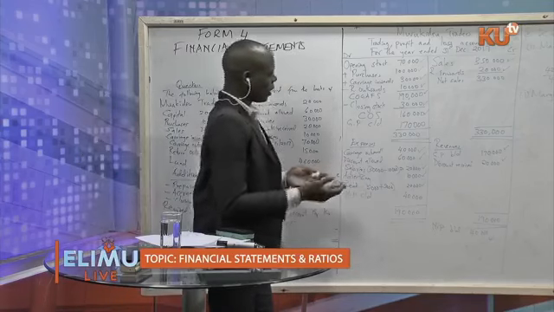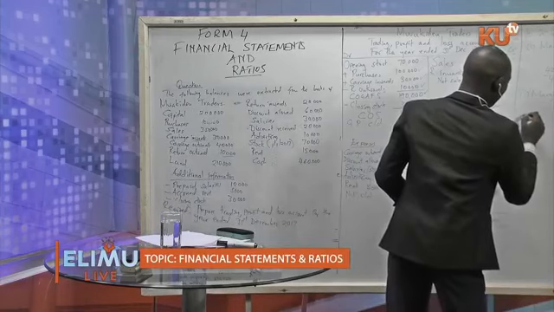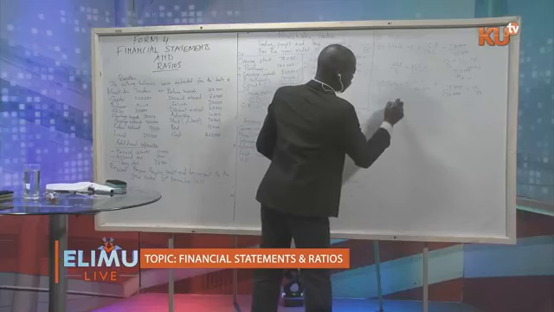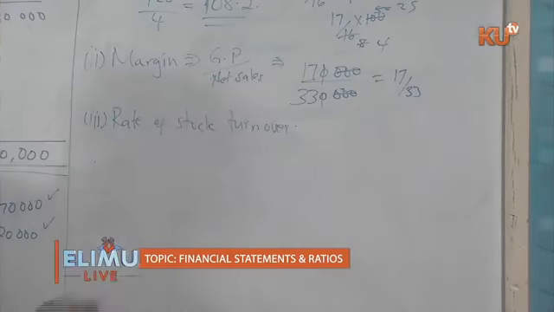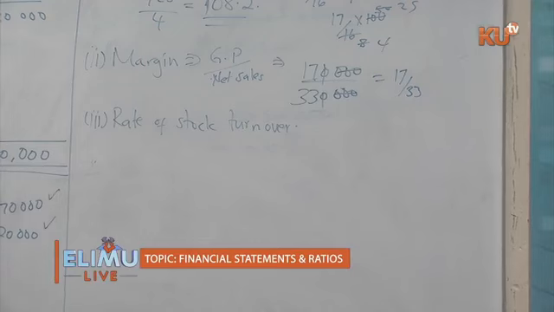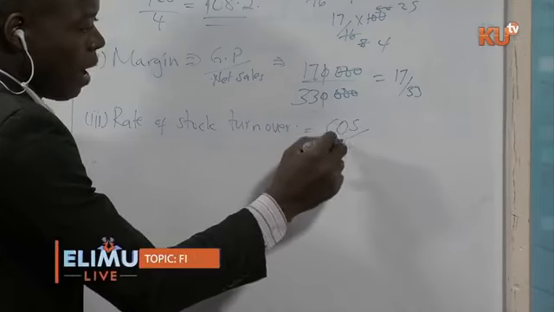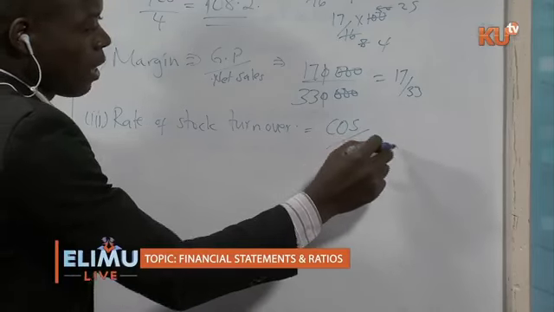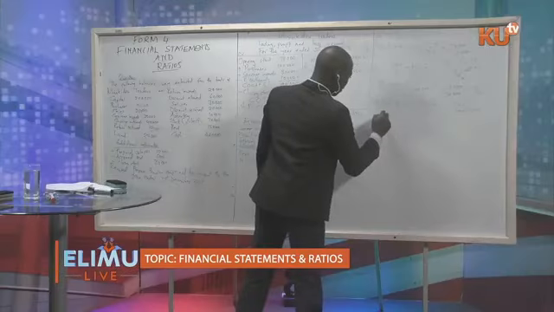Very important. Let's see how many times we exchange our stock, and that means we calculate a ratio we call rate of stock turnover. I've indicated to you that rate of stock turnover simply means you take the cost of sale divided by average stock. So what is the cost of sale? We have it is 160,000. What is the average stock? That is what we need to determine.